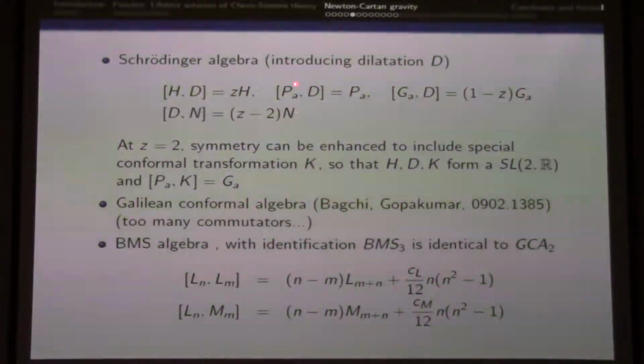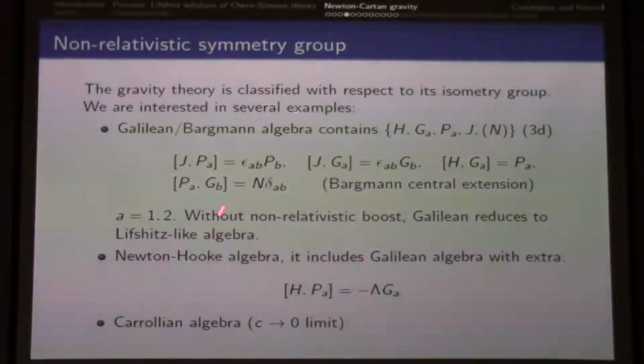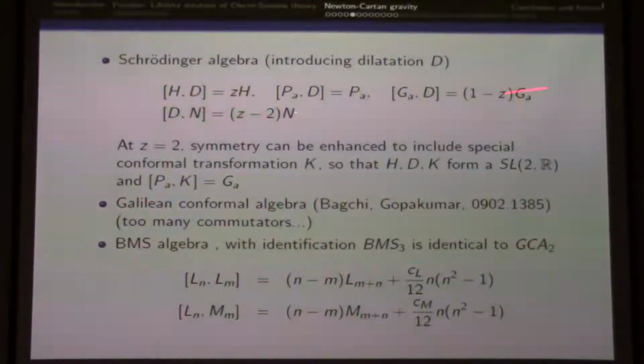And I can have a Schrodinger algebra by adding the dilatation generator D to the Galilean algebra here. And then the whole algebra will look like this, with the Galilean parts. At z equals 2, there is a special conformal transformation. You can add it to this whole algebra, and the H, D, K will form an SL(2,R) subalgebra, and the P, K will be the boosts. And there's another Galilean conformal algebra, which we are interested in, discovered by Bagchi and Gopakumar in this paper. And maybe possibly someone else is interested in the BMS algebra, due to the identification between BMS3 and the Galilean conformal algebra in two dimensions.